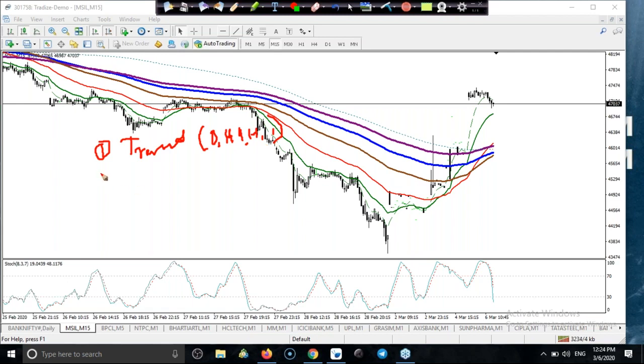Next, find out the support and resistance. Where is the major support and resistance? Why is it important? I'll explain in silver. Third, the range of this market. That is also important. In which range, and where, price is running right now. Three things, always find out.